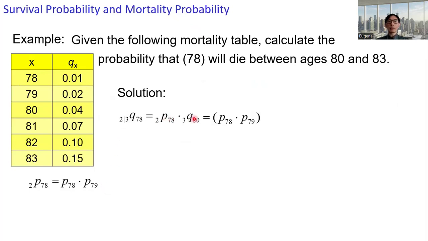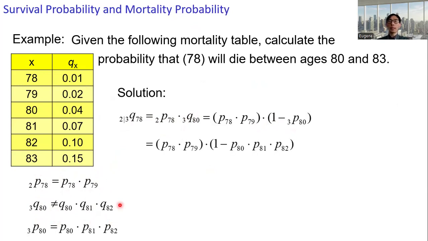And then the second notation, 3q80. Remember that 3q80 does not equal q80 times q81 times q82. Instead, we express 3q80 as 1 minus 3p80. And then we can use this relationship, the product of the p's, to get 3p80. 3p80 is p80 times p81 times p82.